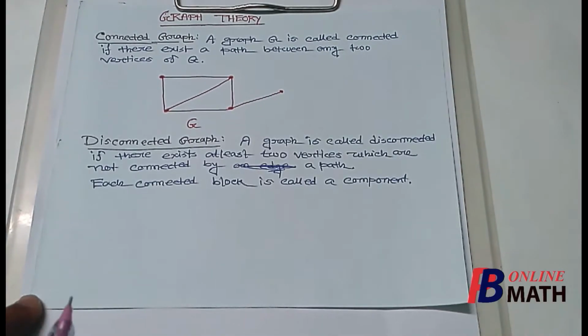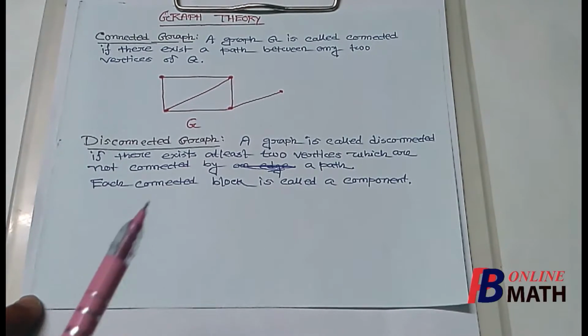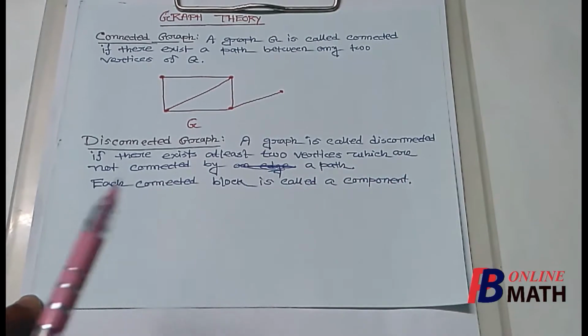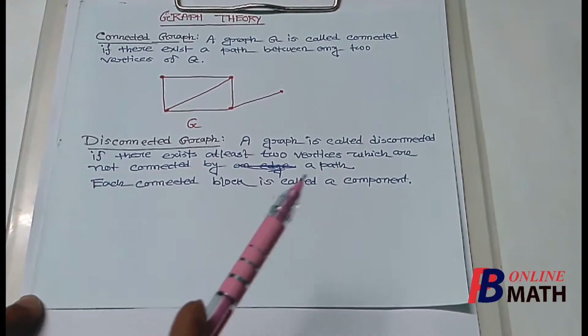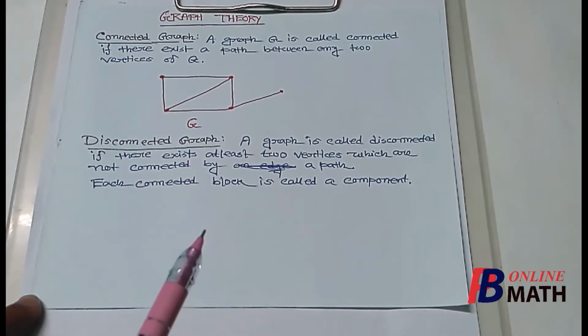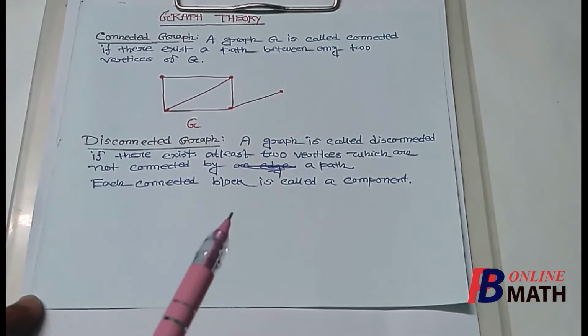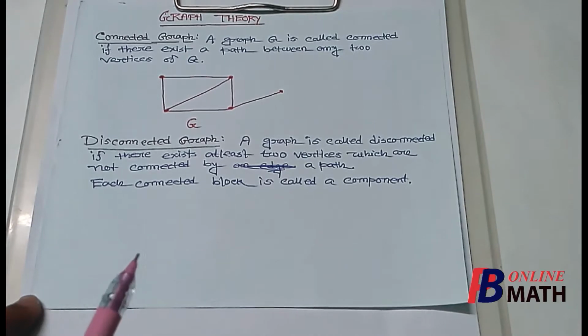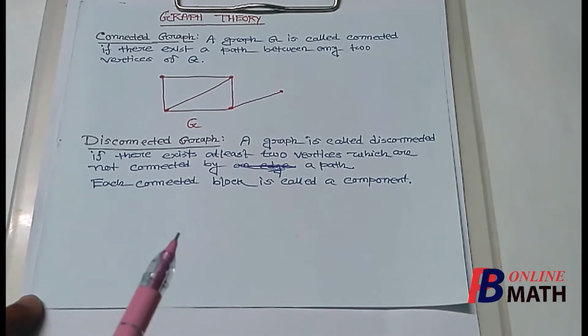Next we define a disconnected graph. Actually if a graph is not connected, then it is called a disconnected graph. Now this is the definition of a disconnected graph. A graph is called disconnected if there exist at least two vertices which are not connected by a path. So if in a graph we find that there are two vertices which are not connected by a path, that means there does not exist any path between these two vertices, then the graph is called a disconnected graph.